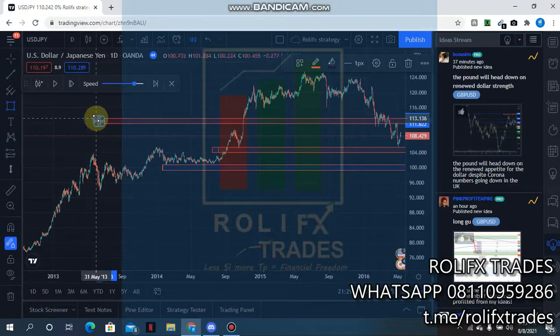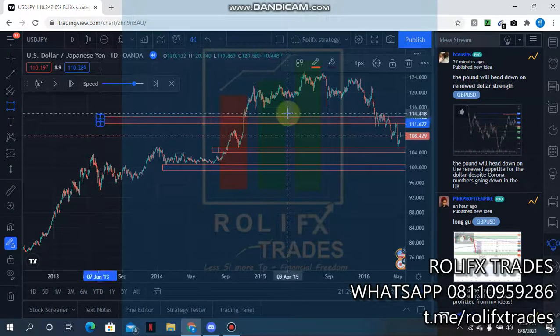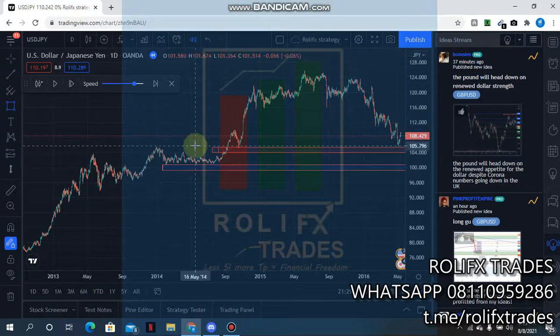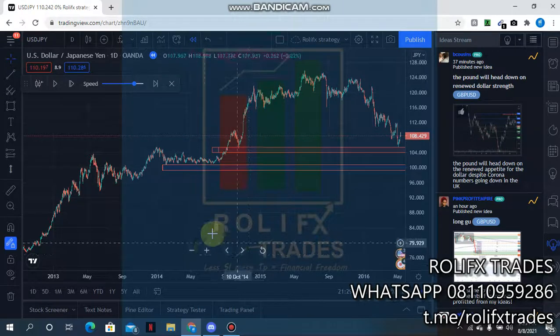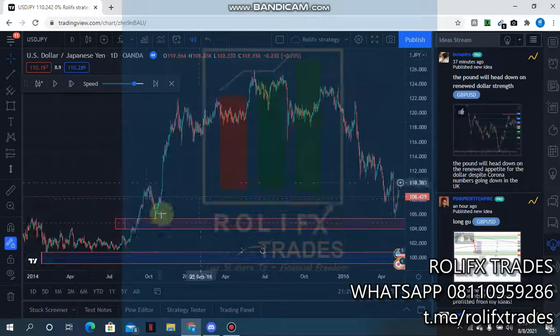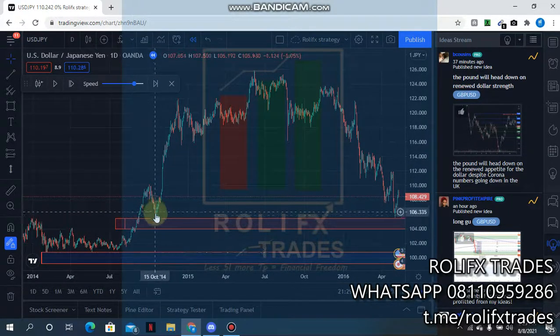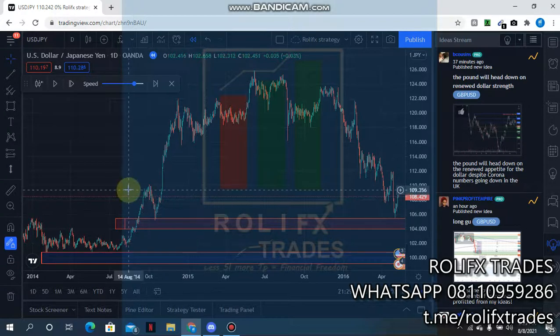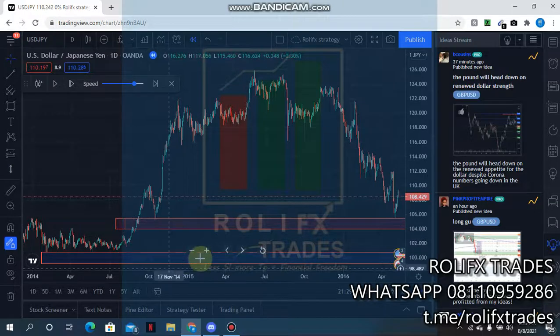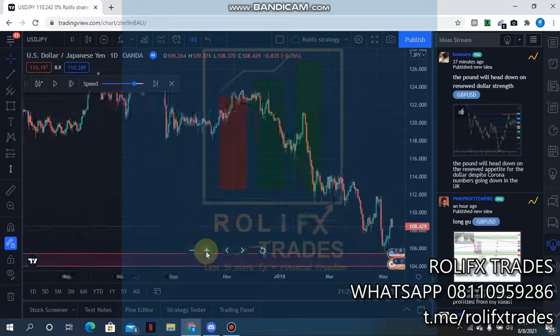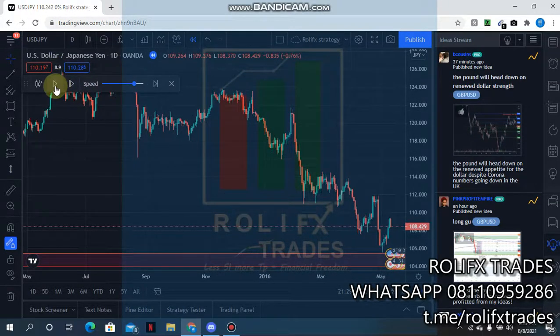Okay, now we're going to see how price reacts to those zones. We spotted them here. We spotted this from a previous resistance, and you can see the market respected it here and bounced back up. Okay, let's see how market works on this zone.